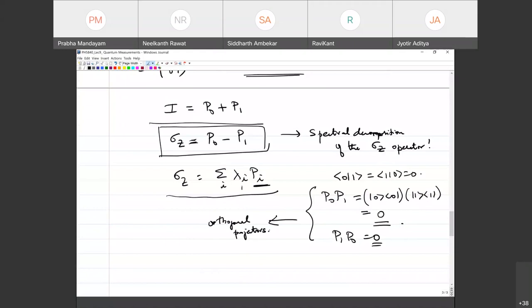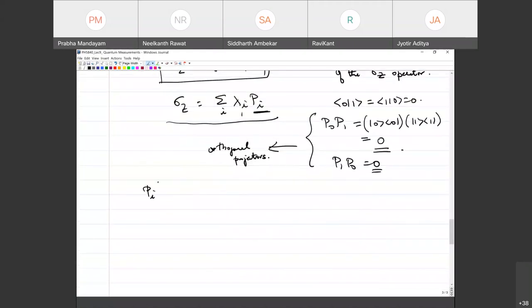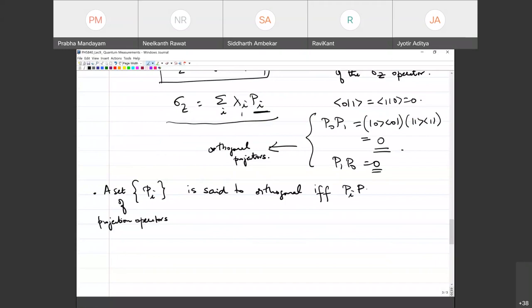Okay. And in fact, if I have a set of projection operators, it is said to be orthogonal. Remember, this was in the statement of the spectral decomposition. If they satisfy, or rather, we'll just make it if and only if, P_i times P_j is delta_ij times, I can either write P_i or P_j, okay? Remember, delta_ij is a Kronecker delta symbol. This is 0 if i is not equal to j, and this is 1 if i is equal to j.